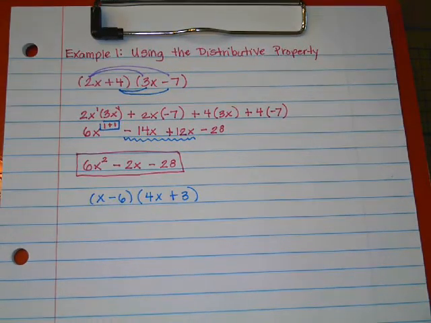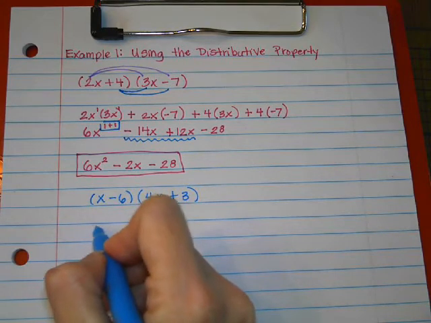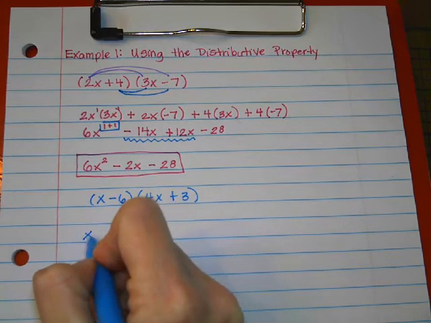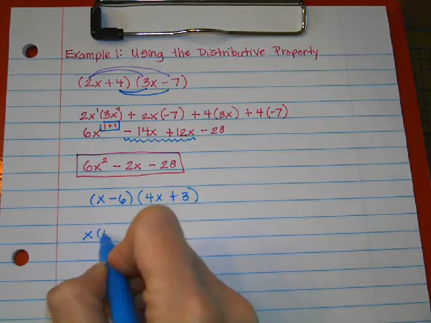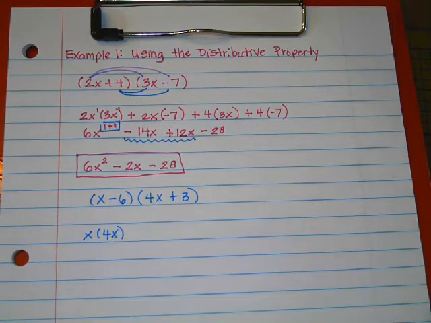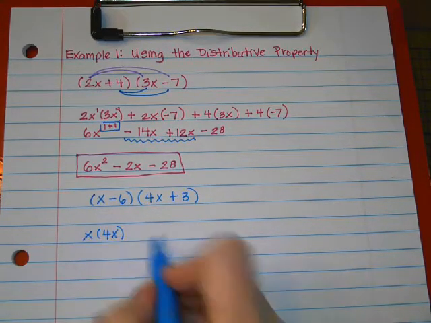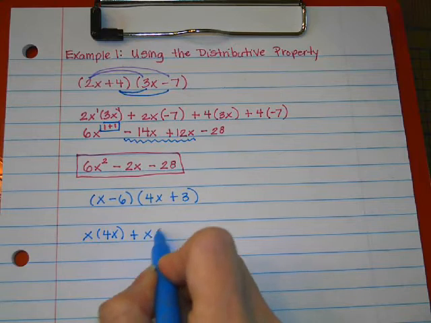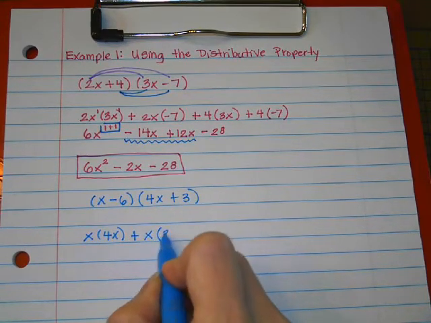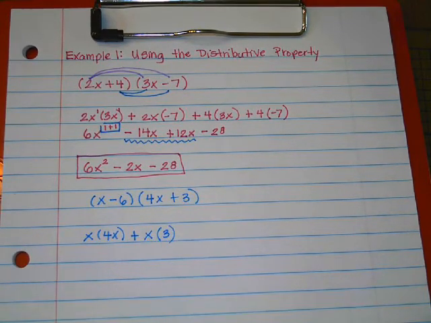So we're going to take the first term which we have, which is x, and we're going to distribute it to the 4x. Since my x is positive, I'm going to write a plus sign and distribute it to the 3. And it's positive, so I just write positive 3. I have to write plus 3.